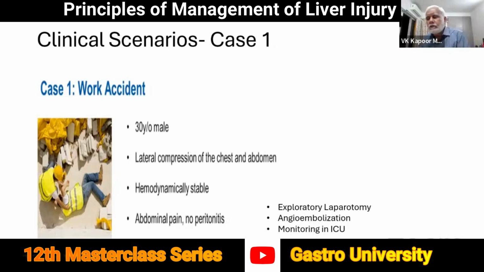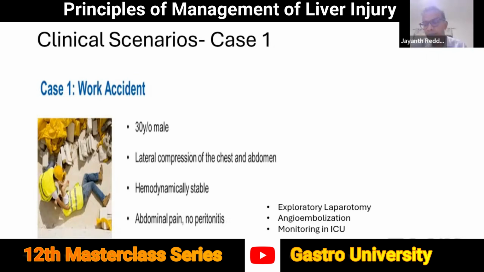Two practical questions. One is the dilemma of starting anticoagulation prophylaxis in a patient who is already bleeding. If at all you want to do it, when do you do it? And second, if you are doing non-operative conservative management of a major liver injury, what about immobilization? When do you ask the patient to get up from the bed?